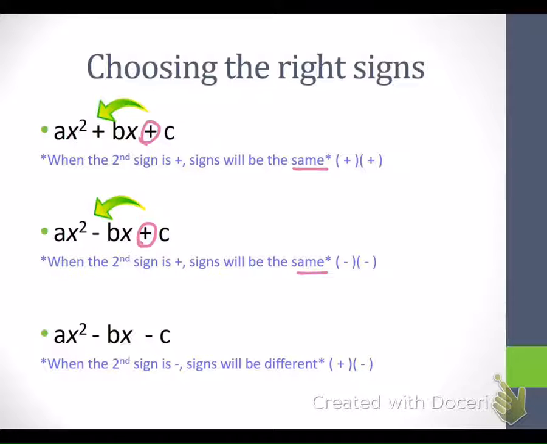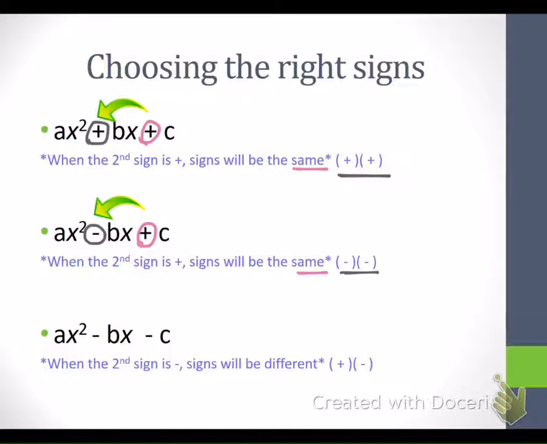So once I figure out my signs are going to be the same, then I'm going to go back and I'm going to look at the first sign. And in this problem, I'm going to find out that they are both going to be positive. So look, when I create my two binomials, they're both going to have positive signs. All right, in the second one, the signs are going to be the same. I know that because the second sign is positive. But when I look back at the first sign, it's a negative. So both of my signs are going to be negative. So the plus sign tells me they're going to be the same. The first sign tells me if they're both going to be plus, they're both going to be minus. Everybody with me so far?